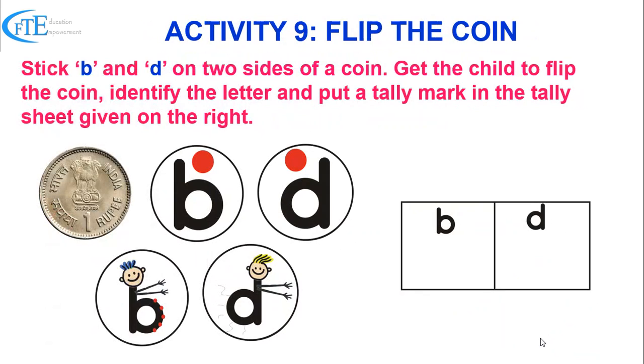Activity 9: Flip the coin. Stick B and D on two sides of a coin. Get the child to flip the coin, identify the letter, and put a tally mark in the tally sheet given on the right.